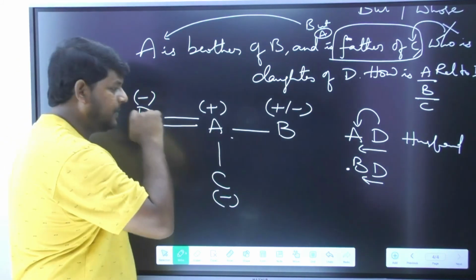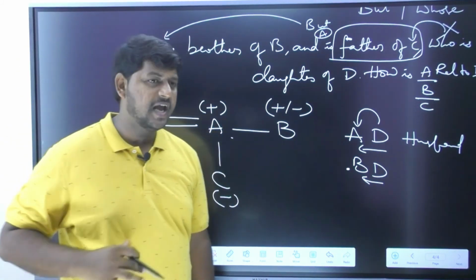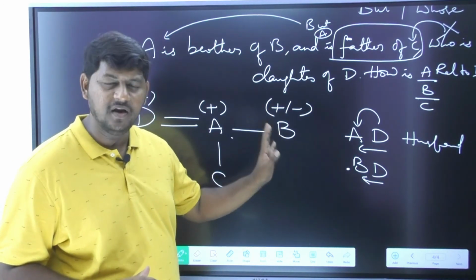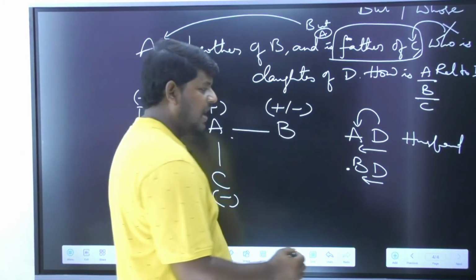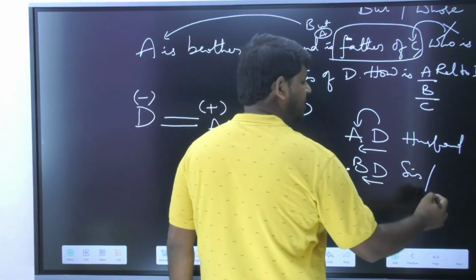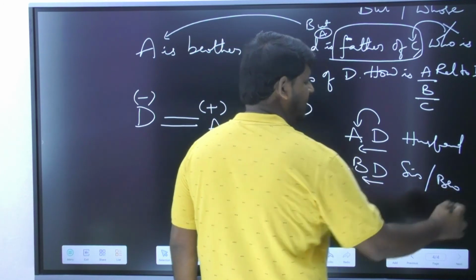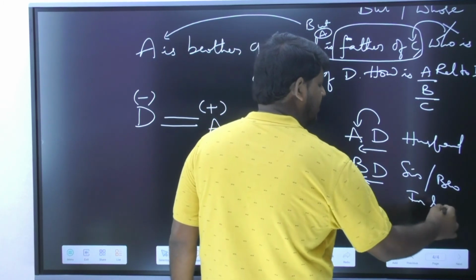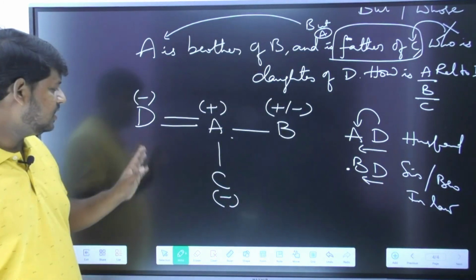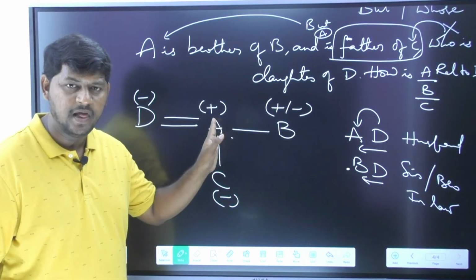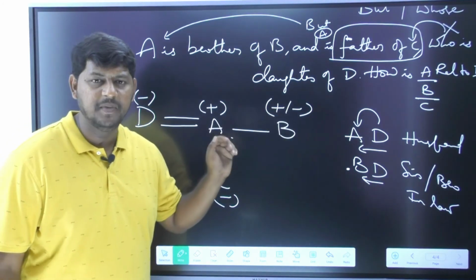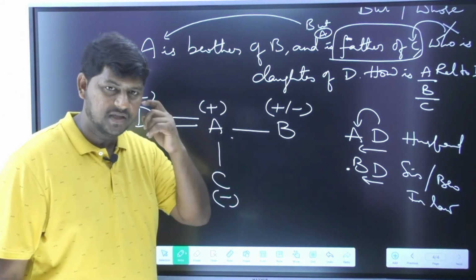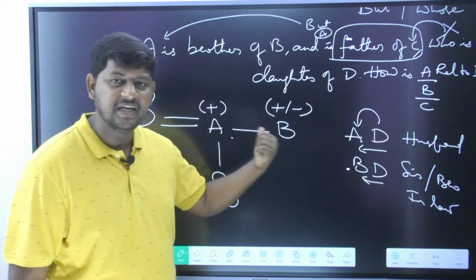D is going to call B as what? Do we have any clarity on B's gender? B's gender is unknown for us. It could be either male or female. That is why our answer becomes what? Either sister-in-law or brother-in-law becomes your answer, because D's husband is A. If B is a female, the answer becomes sister-in-law. If B is a male, your answer becomes what? Brother-in-law. But do we have any clarity on B's gender?